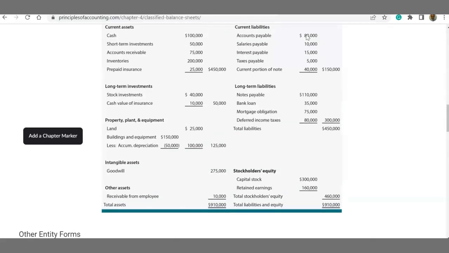In regards to current liabilities, again, anything that needs to be paid within a year or less, you add them in the column, put the total on the right-hand side. And then total long-term liabilities, and then add them up. Total liabilities will be the current liability plus long-term liability. And then in the equity section, you have capital stock and retained earning. Total equity is 1,460 plus total liability of 450. That will be 910,000. Total liability and equity, dollar sign, double line.